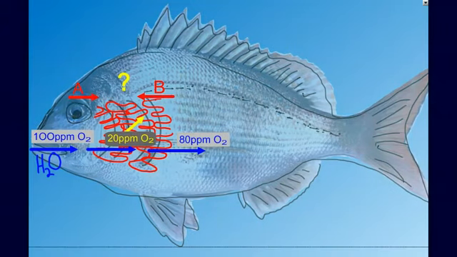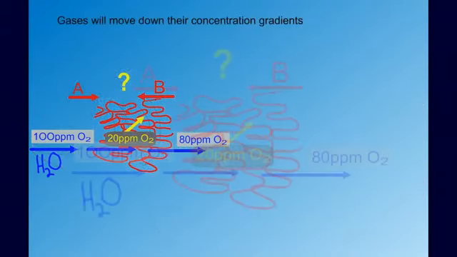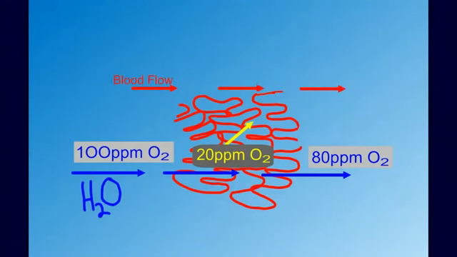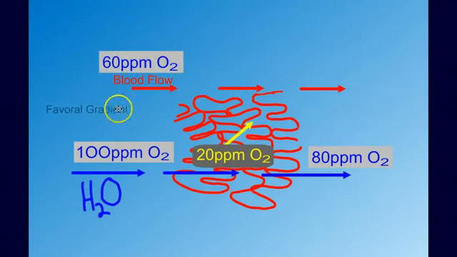So let's isolate this system from our fish, move the fish out of the way, and zoom in and get a little closer. Now one of the things we have to know is that gases tend to move down their concentration gradient. So if we bring our blood in this direction, choice A, and the blood's gone throughout the whole body, so by the time it reaches the gills, it's fairly oxygen poor. So I'm going to pick the number 60 parts per million. So as the blood and the water meet each other, there's a favorable gradient which allows the oxygen to diffuse out of the water into the blood.